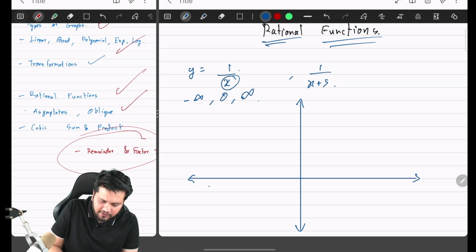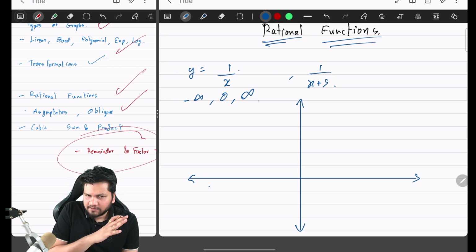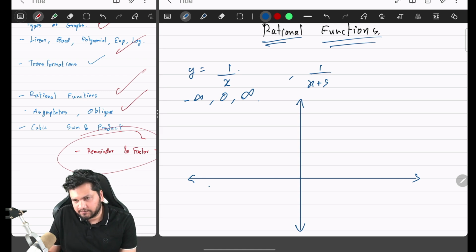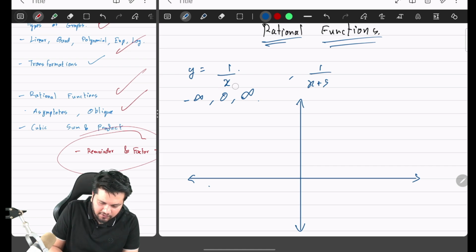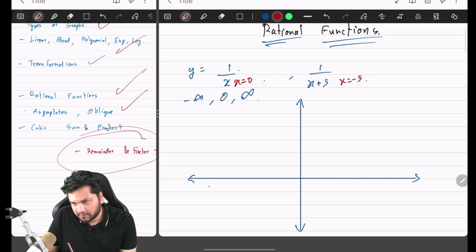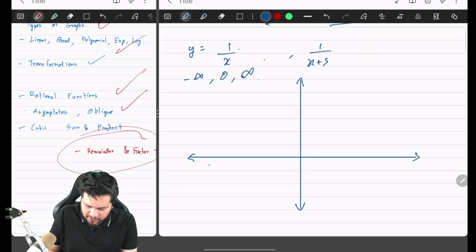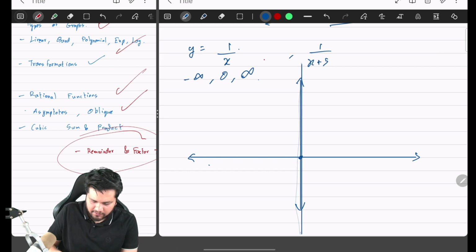Wherever the denominator is 0, that is nothing but your vertical asymptote. It will remain the same throughout all the rational functions: whenever the denominator of the function becomes 0, that will be your vertical asymptote. So in this case, x is equal to 0 will be your vertical asymptote. In this case, x is equal to minus 5 will be your vertical asymptote. Now let me talk about this 1 by x first. If I talk about this 1 by x graph, at 0 we are getting an asymptote. That means it's going to be just infinity. So this is what the asymptote will look like.